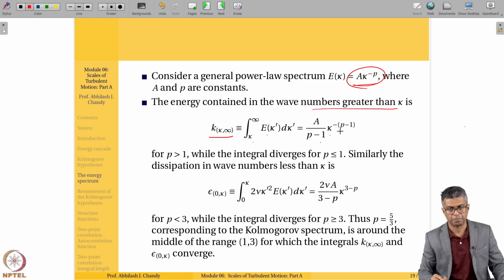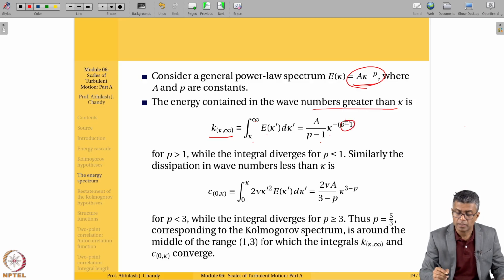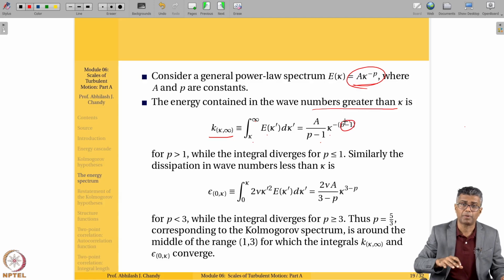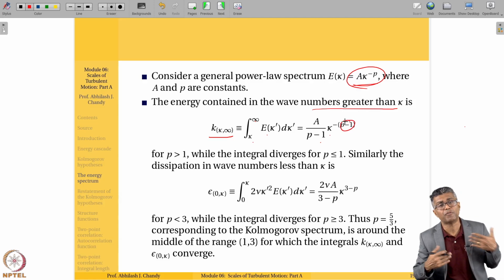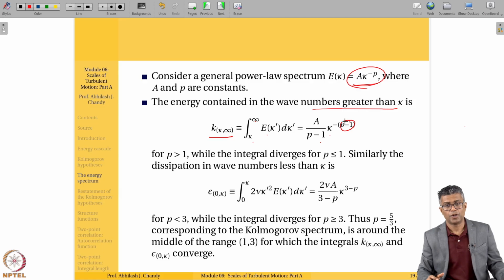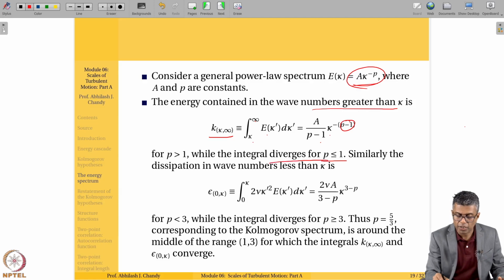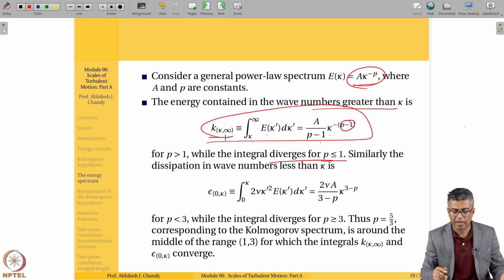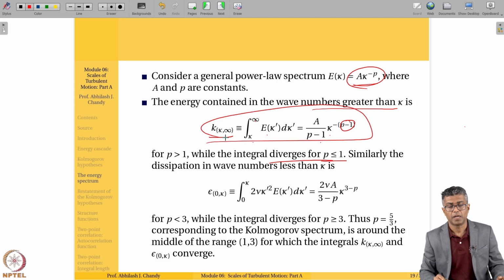Now look at this function. This is only going to be valid for p greater than 1. What happens when p is less than 1? When p is less than 1, this number becomes negative, and the negative of a negative number becomes positive. So then you have some number raised to a positive power, which will diverge eventually. So for p less than 1 it is going to diverge, whereas for p greater than 1 it is going to converge. So this function is only valid for p greater than 1.